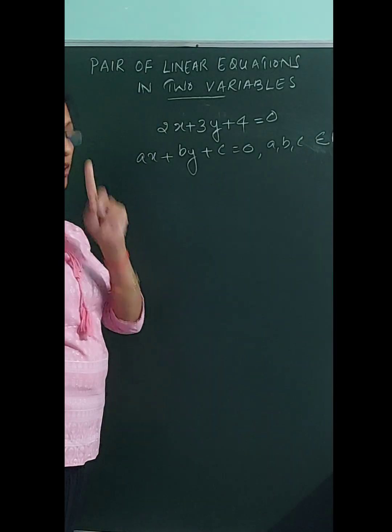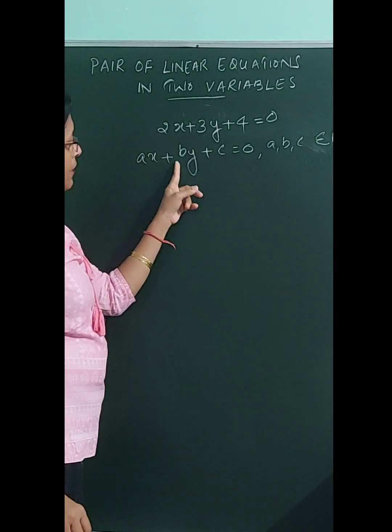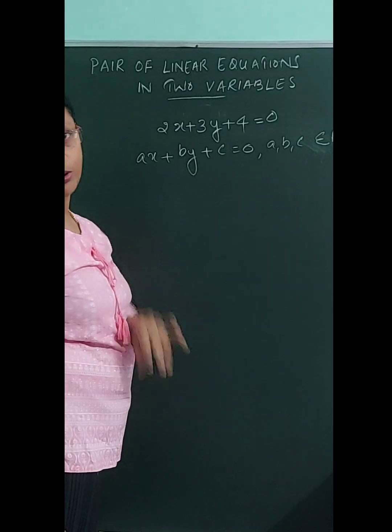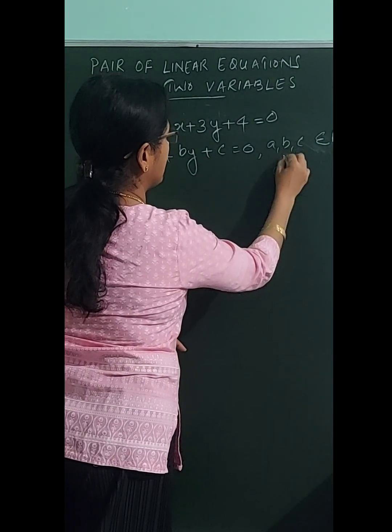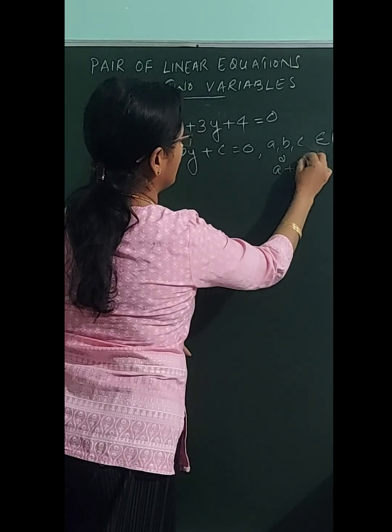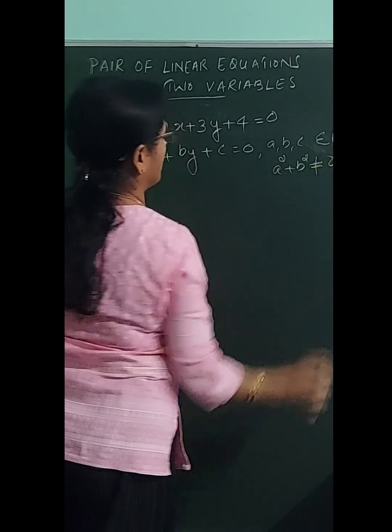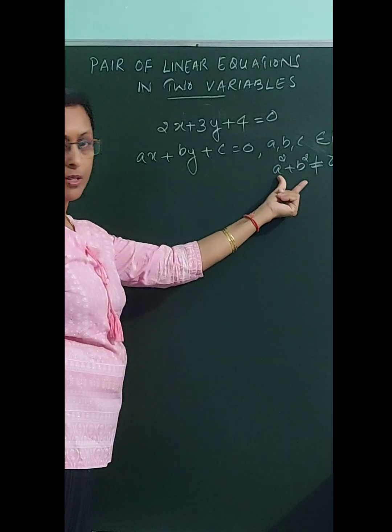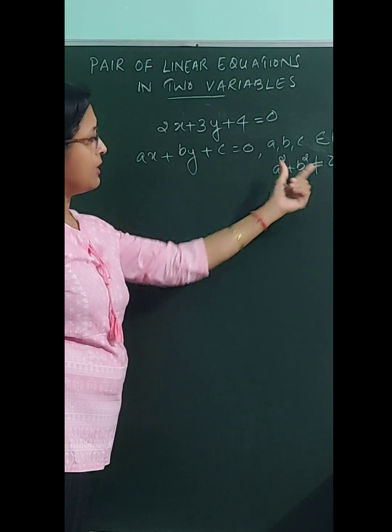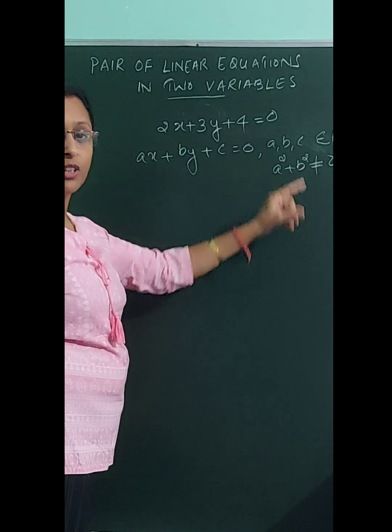And there is one important condition. A and B both should not be equal to 0. Simultaneously they cannot be equal to 0. Which can be written as a squared plus b squared not equal to 0. The sum of two positive numbers will be 0 only when both are 0. So this means that a and b both cannot be equal to 0.